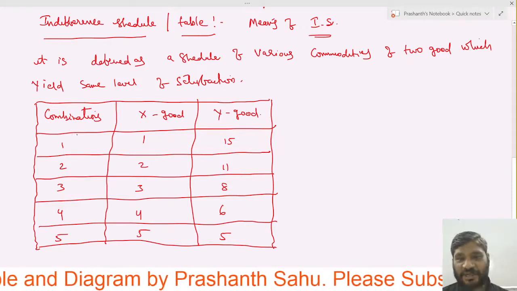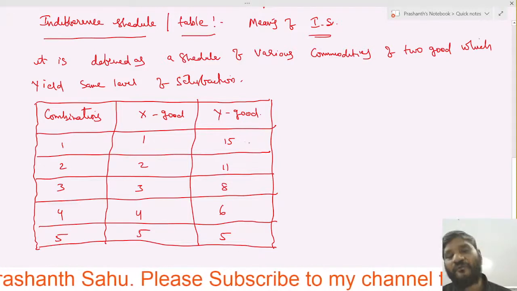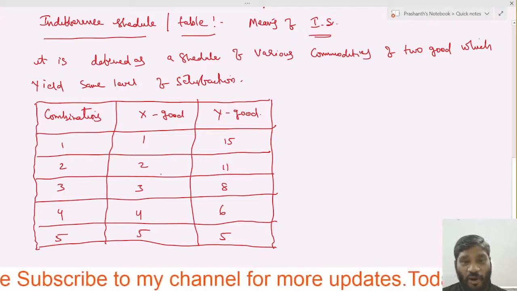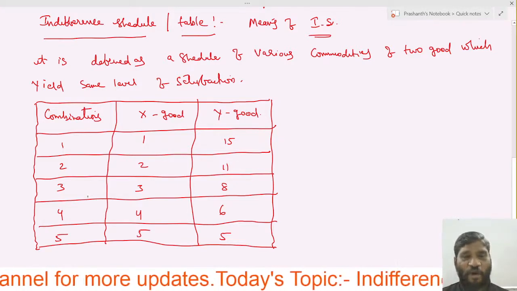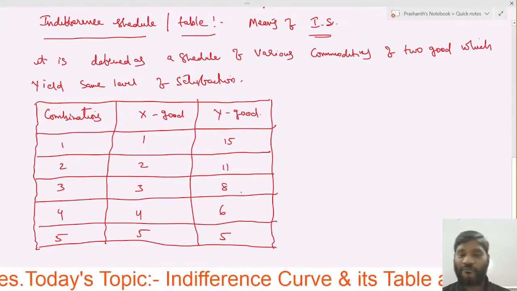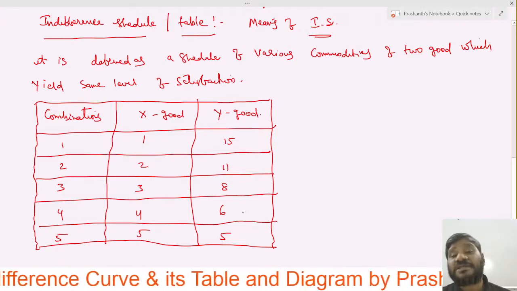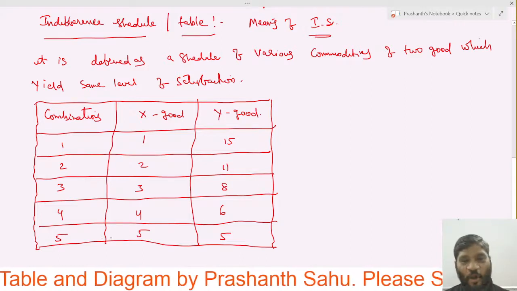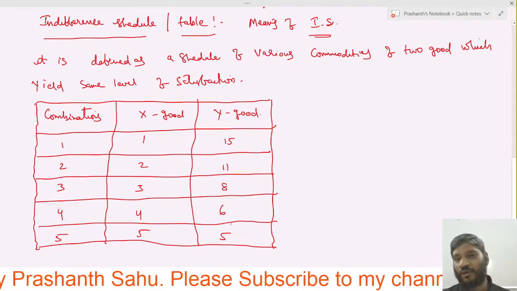In one combination, 1 unit of X good, 15 units of Y good. 2 combination, 2 units of X good, 11 units of Y good. 3 combination, 3 units of X good, 8 units of Y good. 4 combination, 4 units of X good, 6 units of Y good. Okay, so on. 5 combination, 5 units of X good, 5 units of Y good.